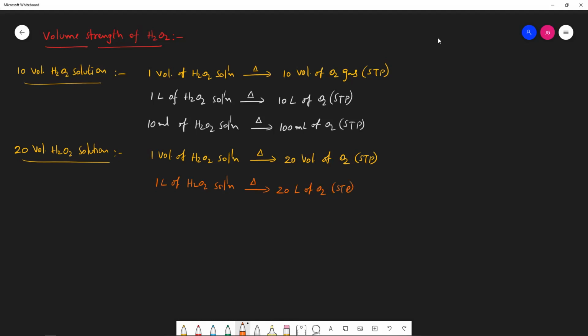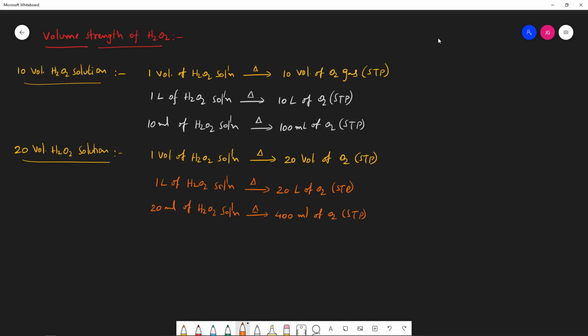For example, if I take 20 ml of H2O2 solution, this upon heating, how much is it going to produce? It is going to produce 400 ml of O2 at STP conditions. So this is the way that we are going to write.